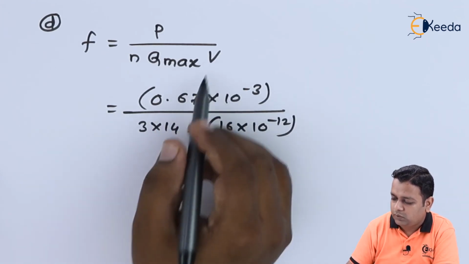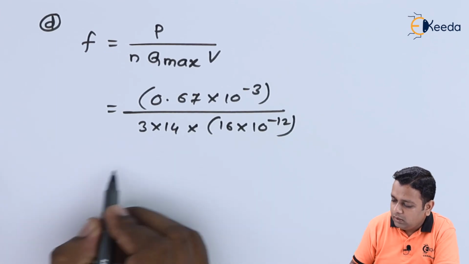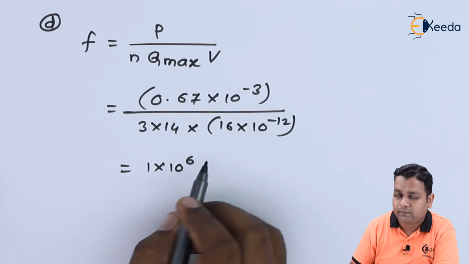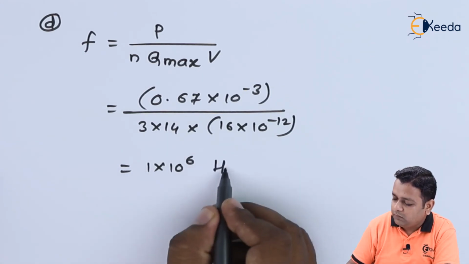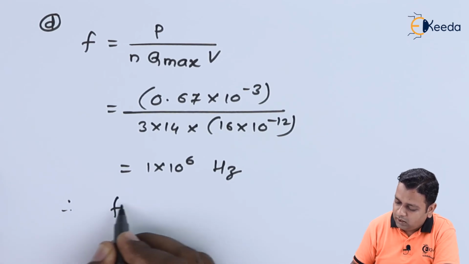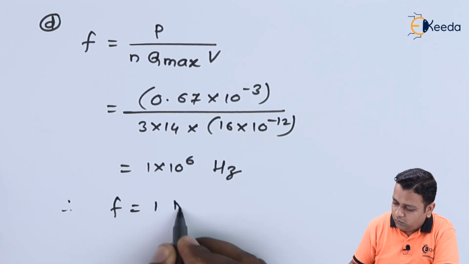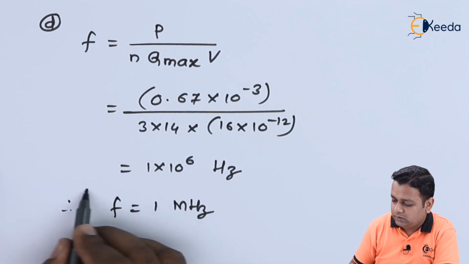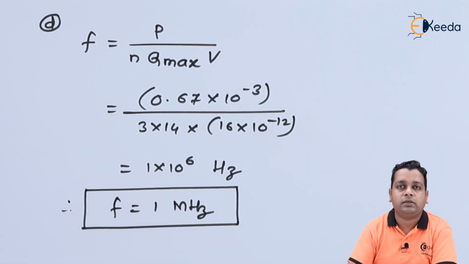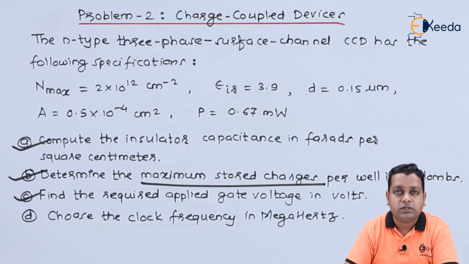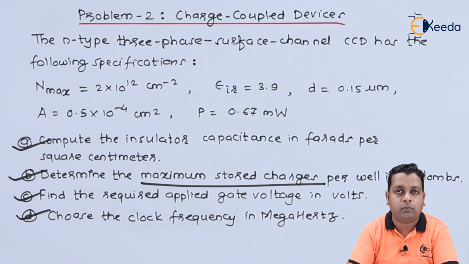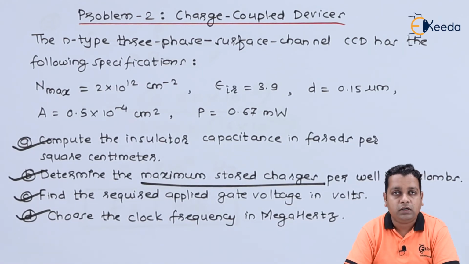For the Q max, V is equal to 14 we can make, and this gives us 1 into 10 raised to power plus 6. So as this is the frequency, we put it in terms of hertz, or simply we can write F is equal to 1 megahertz. So this is the outline for the required answer in part D here. So this way we are covered with all the values to be computed in problem 2, charge coupled devices.